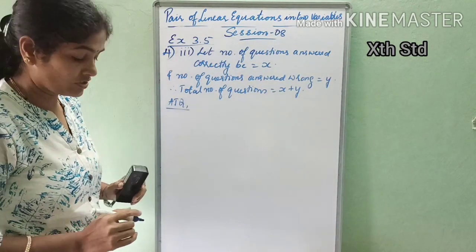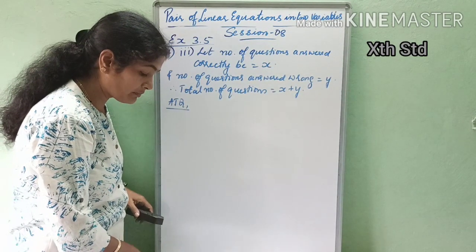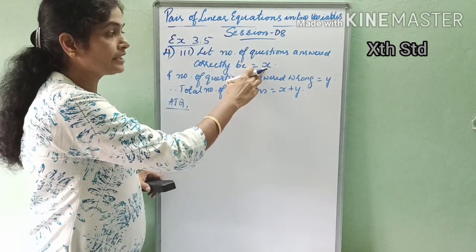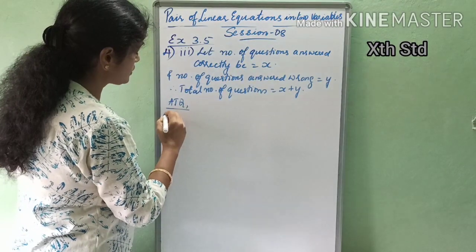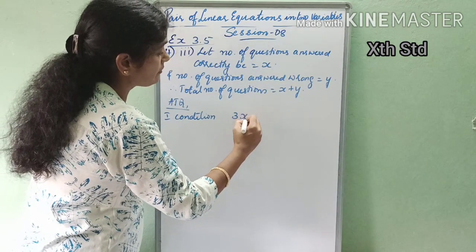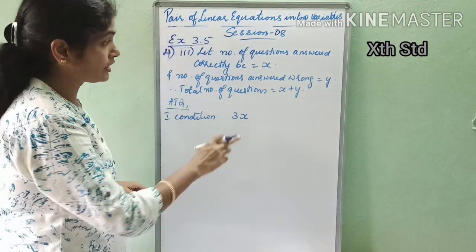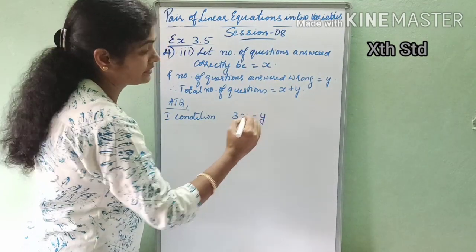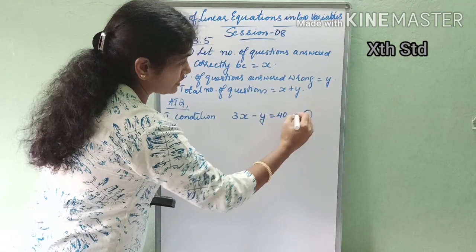What are the conditions? Yash scored 40 marks in a test, getting 3 marks for each right answer. So he has answered X questions correctly. So the first condition according to the question is, he gets 3x marks for correct answers and losing 1 mark for wrong answers. He has Y wrong answers, so it is minus 1y. Right? Both equal to 40. This is your first equation.